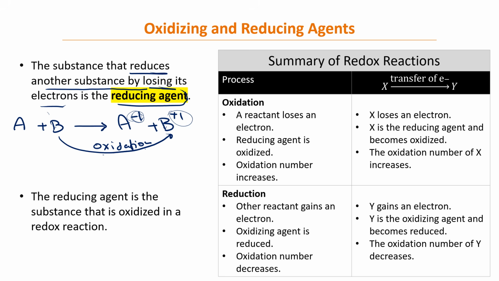And because it made A reduced, لأنها تسببت في اختزال A، إن هي تسببت في إن A صارت reduced, so we call it a reducing agent. So the reducing agent is the substance that is oxidized. يعني إذا ذرة حصل لها oxidation نسميها reducing agent. إذا ذرة حصل لها reduction نسميها oxidizing agent.